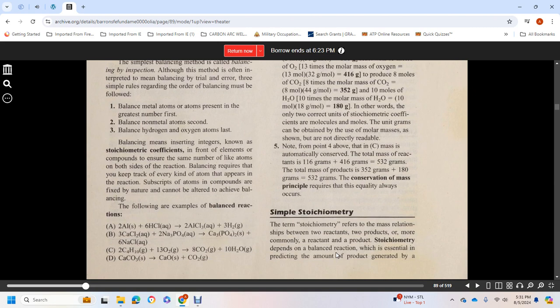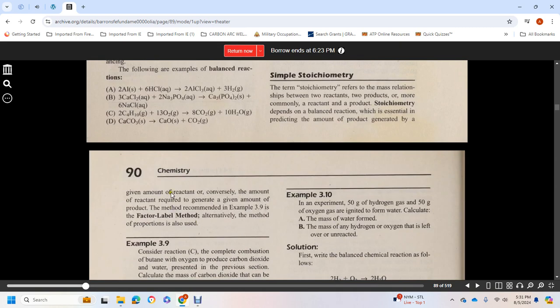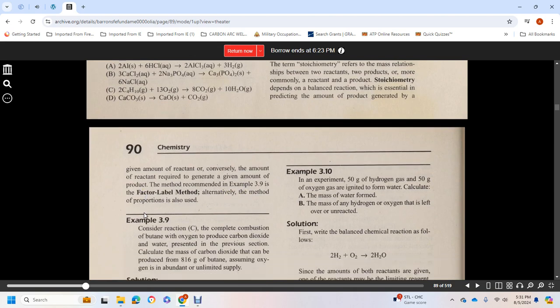Simple stoichiometry. Stoichiometry refers to the mass relationship between two reactants, two products, or, more commonly, reactant and product. Stoichiometry depends on a balanced reaction, with the essential aim of predicting the amount of product generated by a given amount of reactant, or conversely the amount of reactant required to generate a given amount of product. The method recommended is the factor label method, Example 3.9. The alternative method of proportions is also used.